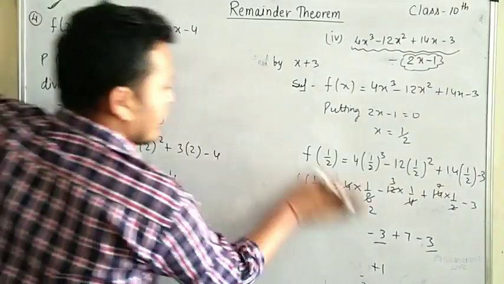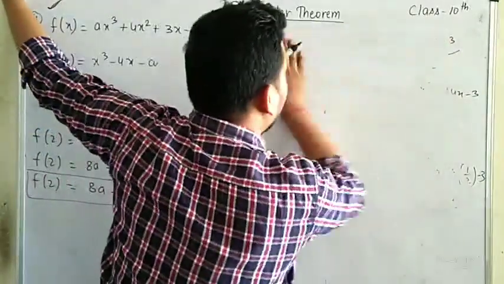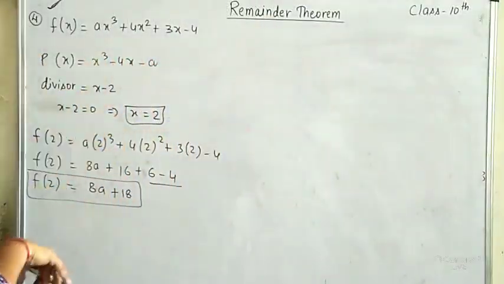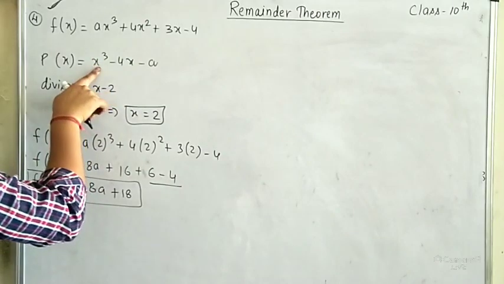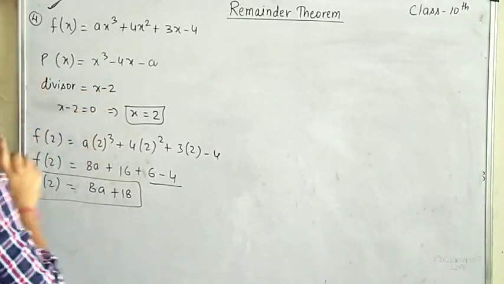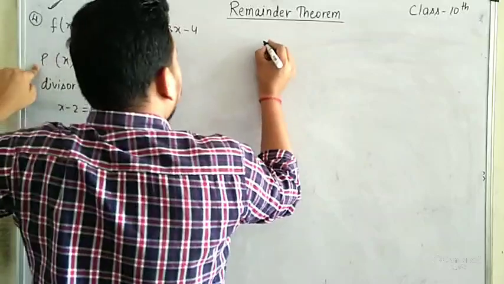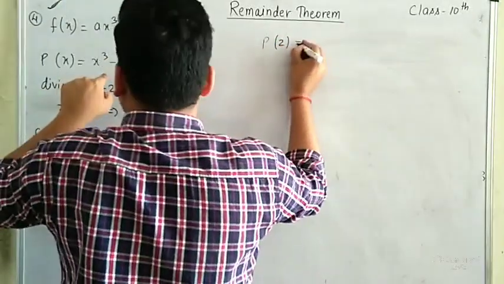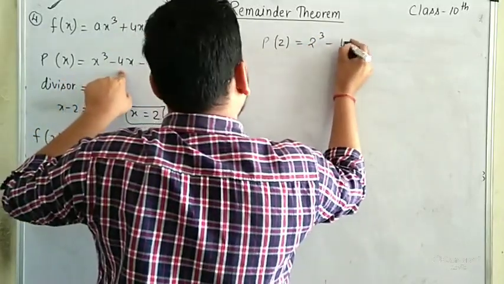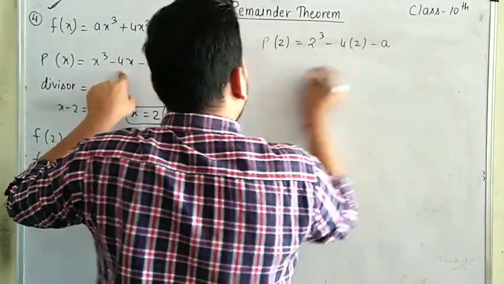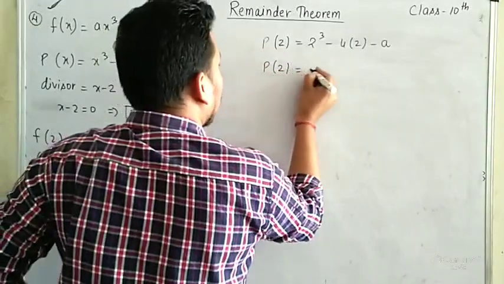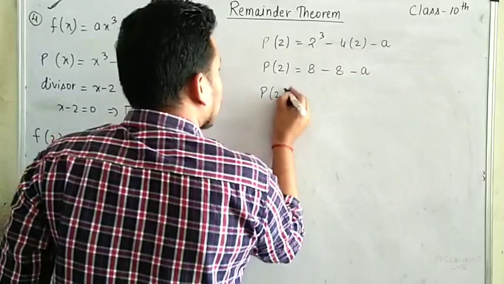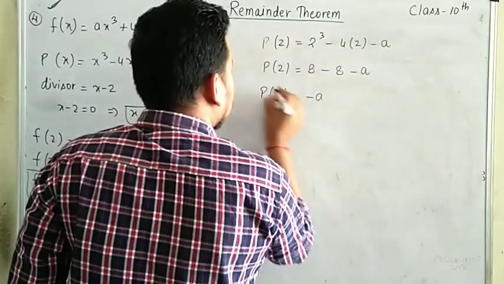Now the second time, the other expression is px. Now solve for this. When the same expression is divided by x minus 2 according to the question, x is equal to 2, so p2 is equal to 2 cube minus 4 into 2 minus a. So p2 is equal to 2 cubed is 8 minus 4 times 2 is 8, minus a. So p2 is equal to 8 minus 8 is 0, and the minus a is remaining here.